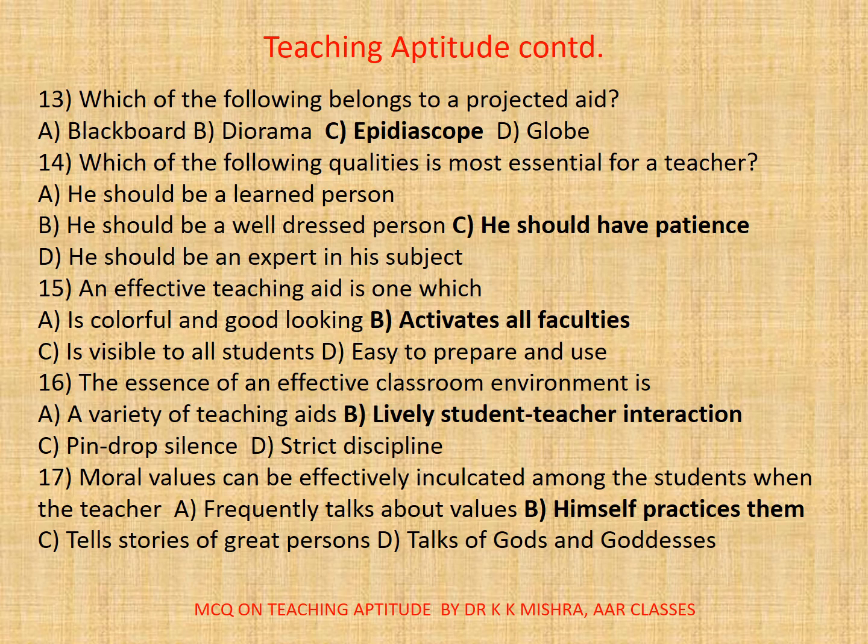14. Which of the following qualities is most essential for a teacher? A. He should be a learned person. B. He should be a well-dressed person. C. He should have patience. D. He should be an expert in his subject. One of the most essential is that he should be having patience. So the correct option is C.